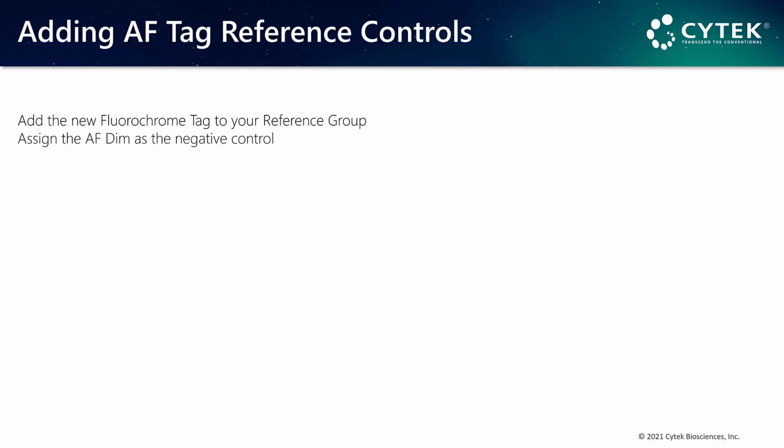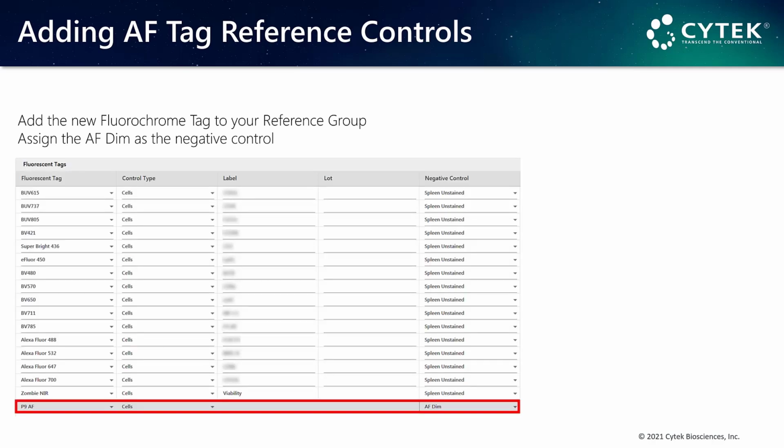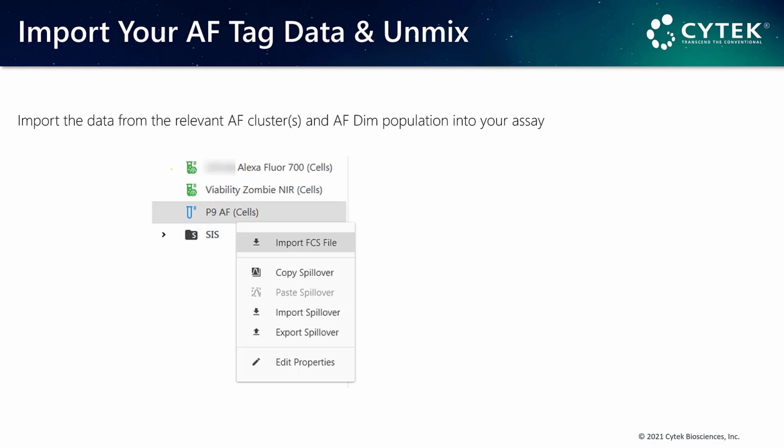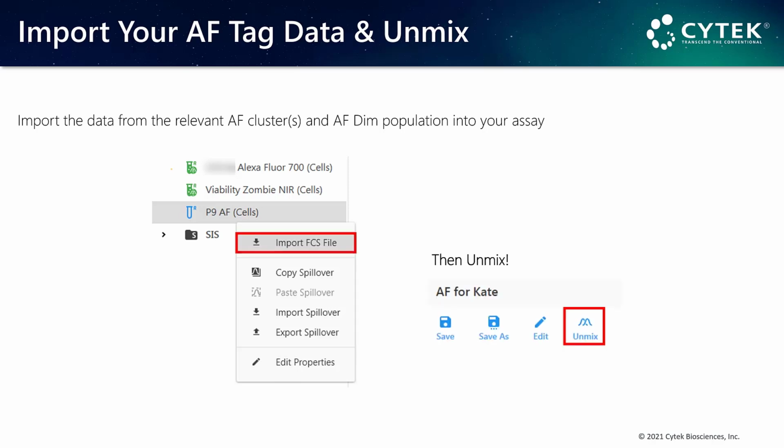Now that you've added the new fluorochrome tags to your experiment, it is time to update your reference control list to incorporate these new tags into your reference control group. Add the new tags, being sure to assign the AF dim as the negative control for each of them. Then the final step in this workflow is to import the FCS files that you generated earlier by exporting events into the corresponding reference control positions, and then go ahead and unmix your assay.